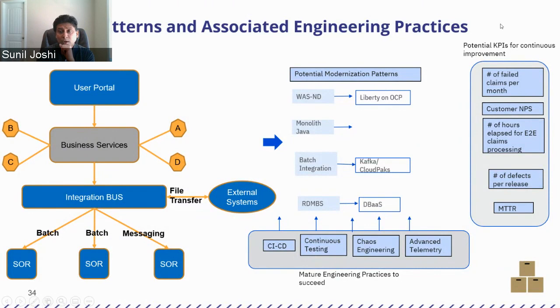So the measures that I'm going to be evaluated on: how many claims are failing straight-through processing per month? Is there an uptick in the customer NPS? Number of hours elapsed between end-to-end claims processing, because the whole thing is that I want to accelerate my claims processing. That was the business problem. From a technology standpoint, I want to understand, when I do the releases in these new modernized patterns, what is the number of defects that I'm seeing per release? MTTR is an older type of measure that's still relevant.